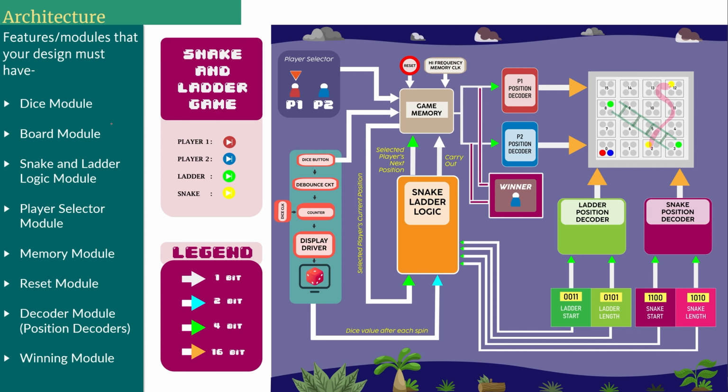So let us first see this one, the dice module. Okay, the dice module is this one. This one is your dice module. Here, you generate a random number between 1 and 3. Okay, how do you do that? We would see the details of each of these blocks a bit later, but this is your dice module.